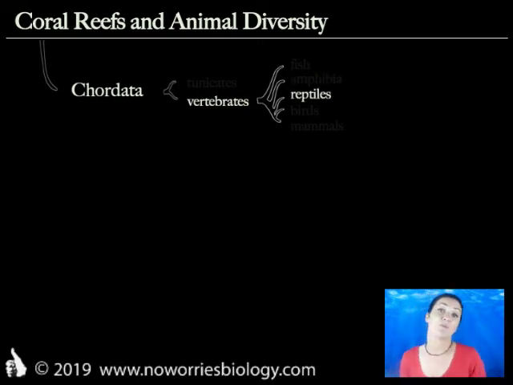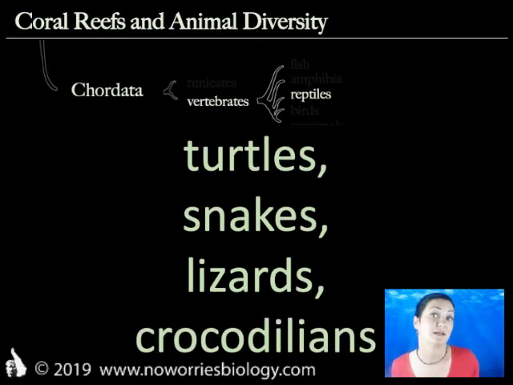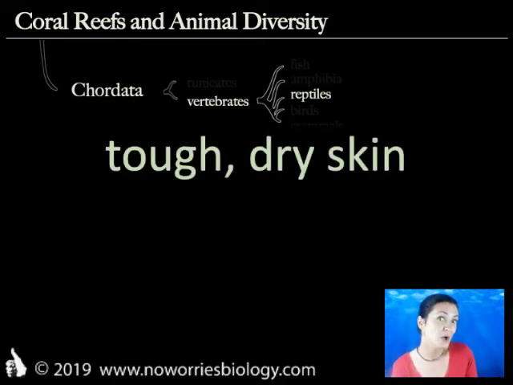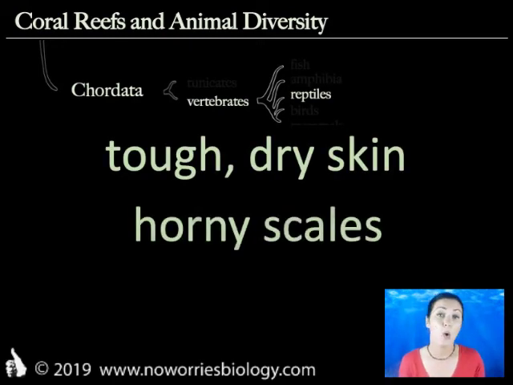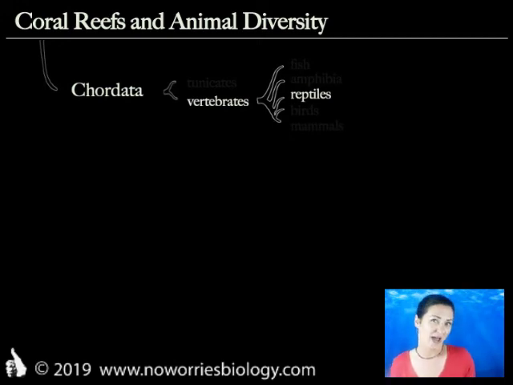When we use the group name reptiles, we refer to turtles, snakes, lizards, and crocodilians. These 4 groups of tetrapods have in common that they have tough, dry skin, which is covered and protected by horny scales or scutes. However, some reptiles, namely crocodilians, are actually more closely related to birds than to the other reptile groups. That being said, all 4 groups of reptiles have at least some marine members.